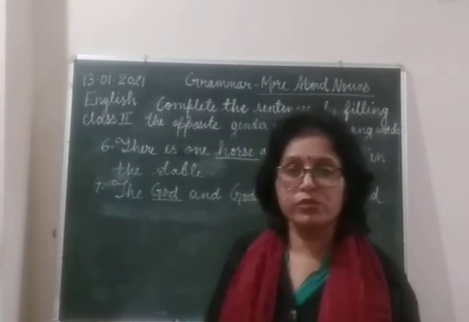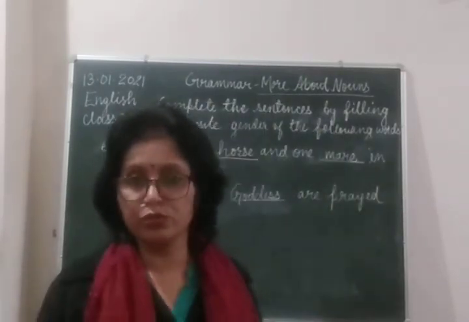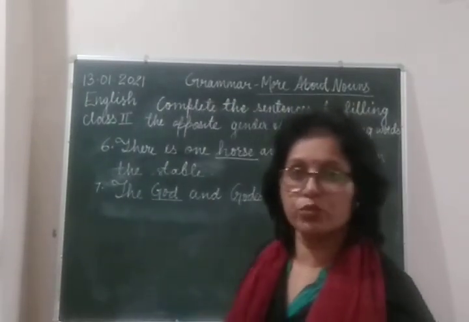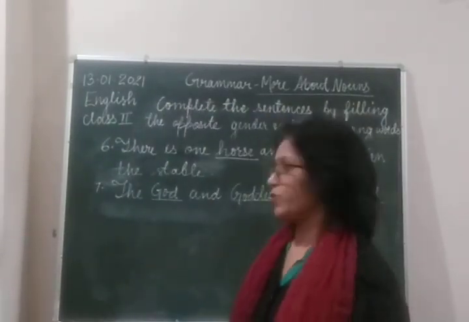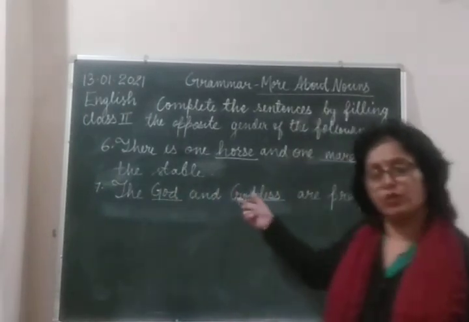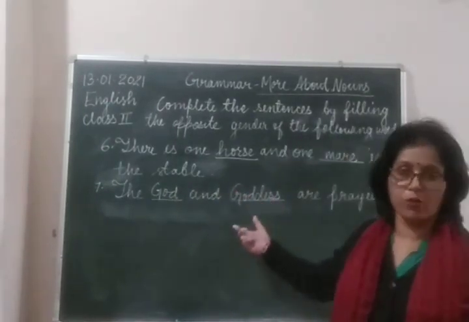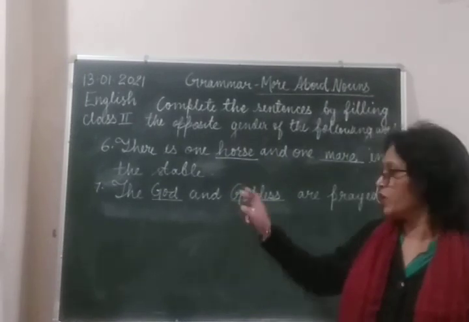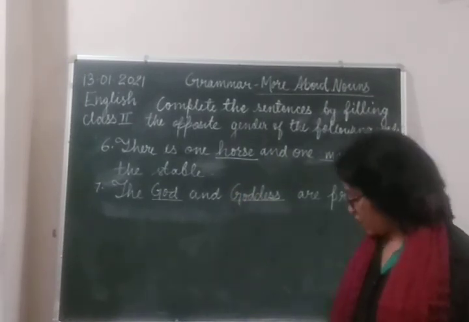Children, I have told you that you should know the spelling also. Apart from knowing the opposite gender, you should know the spelling of the opposite gender also. So god and goddess, you may be knowing the opposite gender, that is goddess, but you should also know the spelling, okay? God and goddesses are prayed.